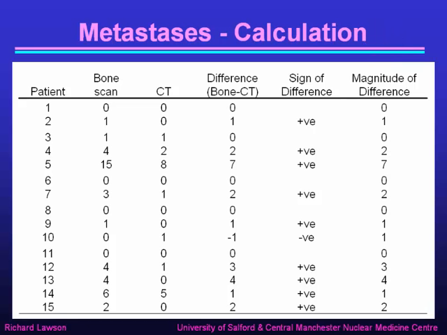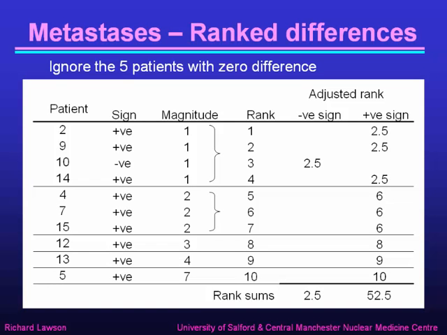And the procedure requires that we rank the differences in order of magnitude, ignoring sign for the moment, and that we ignore all the 0 differences. So there are 5 patients here where there is 0 difference. When we come to look at the ranking, we ignore those 5 patients.